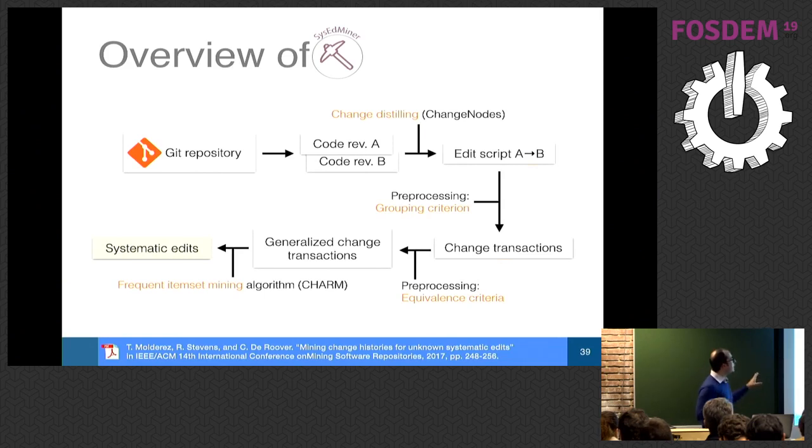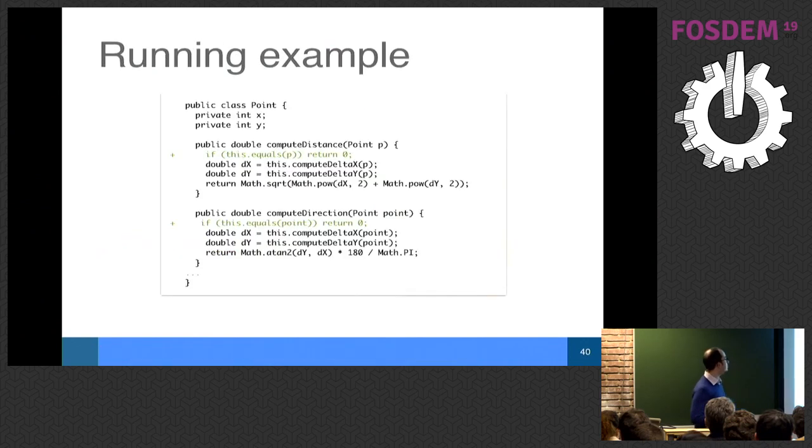In this case, the approach is a bit different, because we don't start from a snapshot, but from a Git repository with different code revisions. Then we apply a change distiller, so we are able to gather all the edit scripts. Then, first of all, we group these edit scripts, then we apply an equivalence criteria, and in the end, we apply our frequent item set mining algorithm.